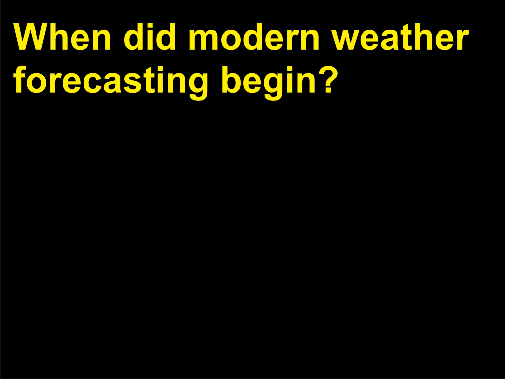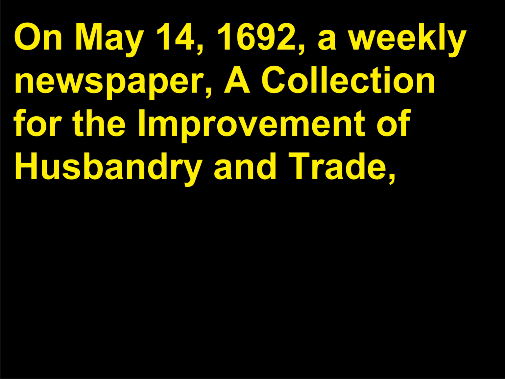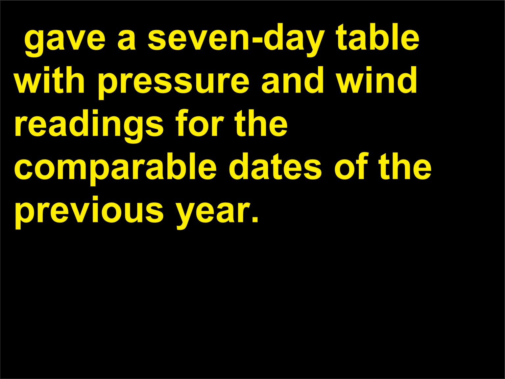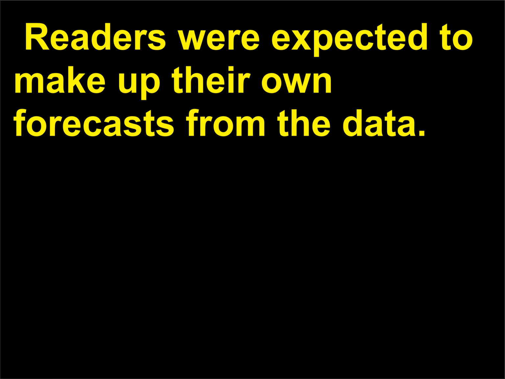When did modern weather forecasting begin? On May 14, 1692, a weekly newspaper, a collection for the improvement of husbandry and trade, gave a 7-day table with pressure and wind readings for the comparable dates of the previous year. Readers were expected to make up their own forecasts from the data.